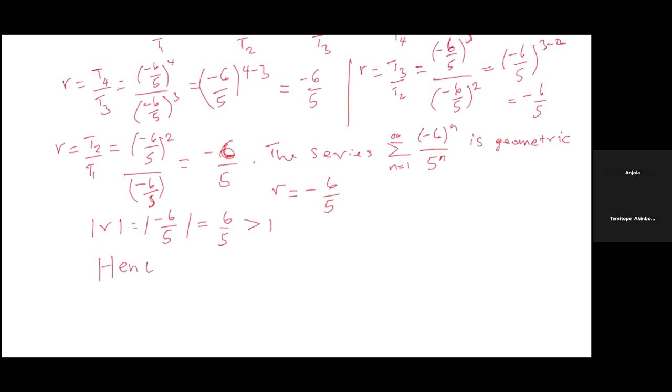the series summation of minus 6 raised to power n over 5 raised to power n, running from 1 to infinity, is divergent. So write that. Okay. Nice.